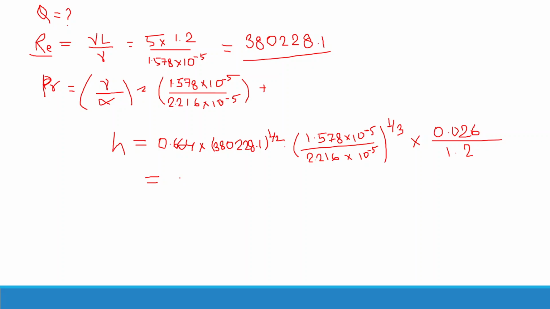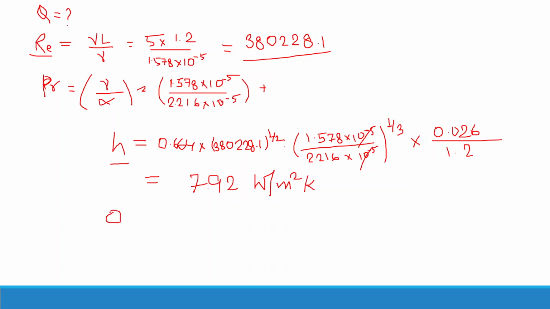So H is something around, on the calculator, 0.664 into 380 to 8.1 per 1 by 2, 1.57, then this cancels out. Okay, so this comes out to be around 7.92 watt per meter square Kelvin. Okay, now you have H.